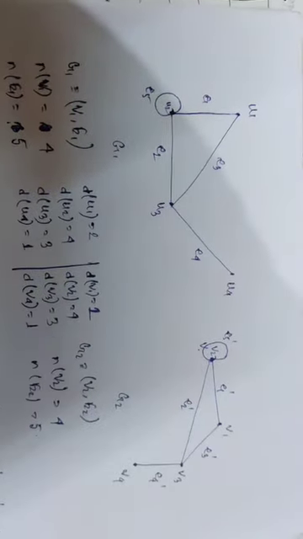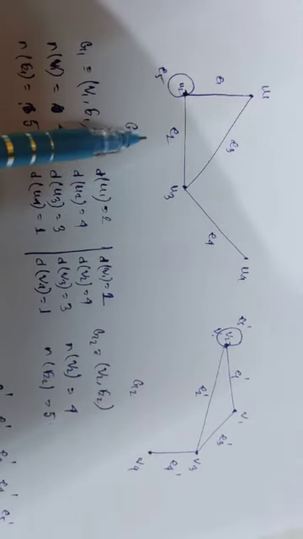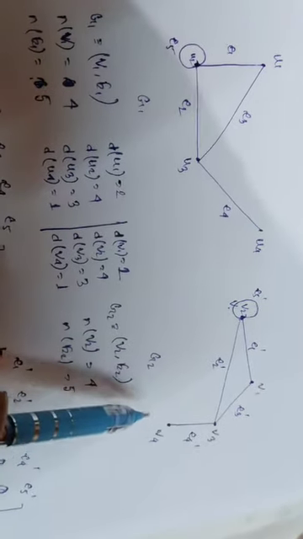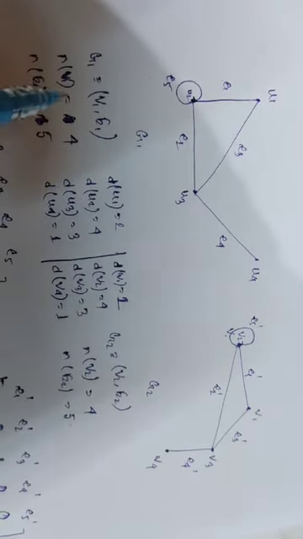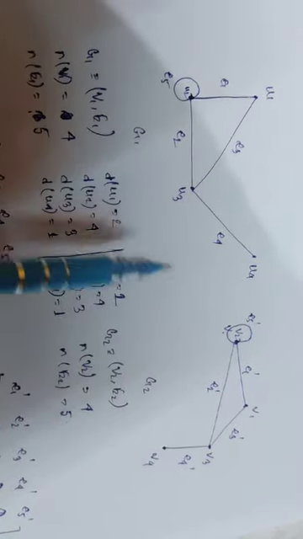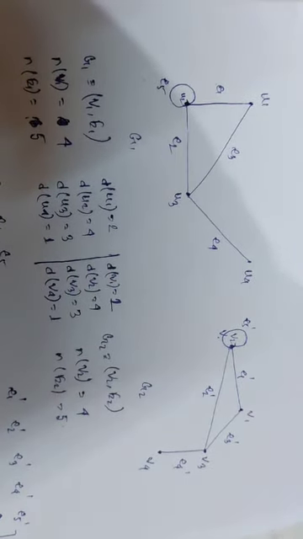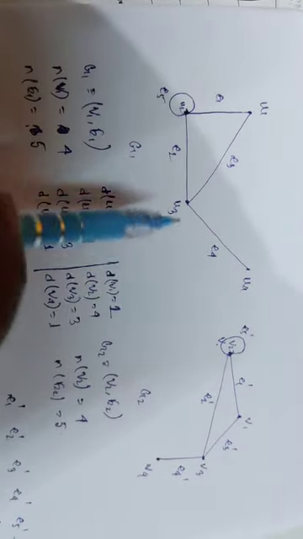these two graphs. See here, the total number of vertices in G1 is 4. Total number of vertices in G2, that is also 4. Total number of edges here also 5, and total number of edges also is here 5. So first two conditions are satisfied. And now check the degree of the corresponding sequence.